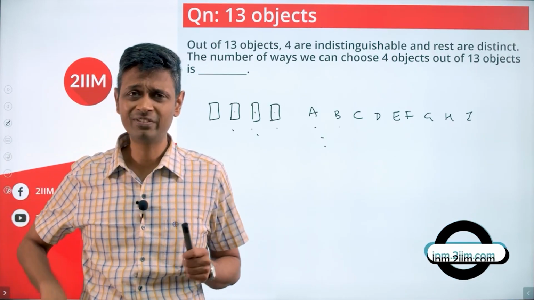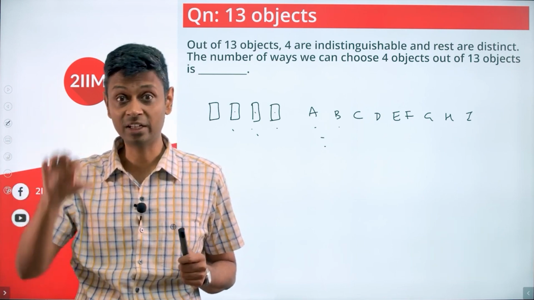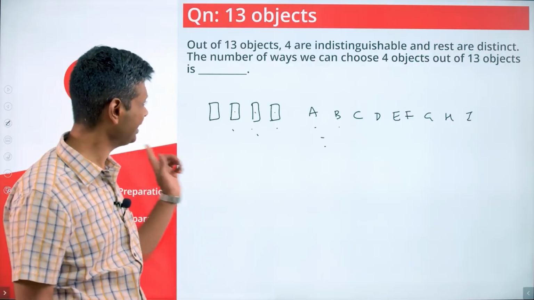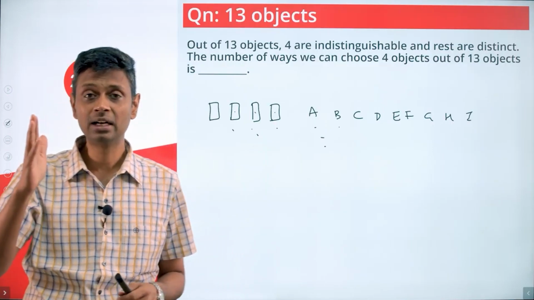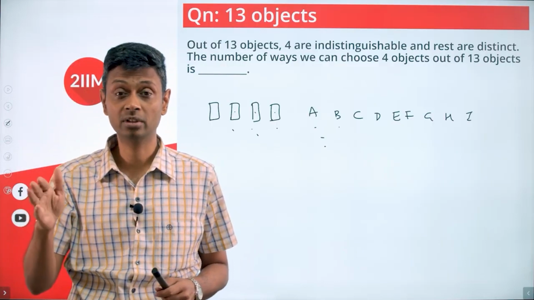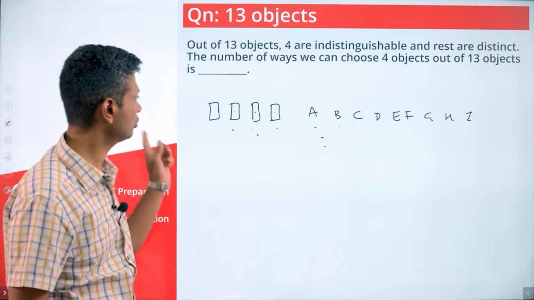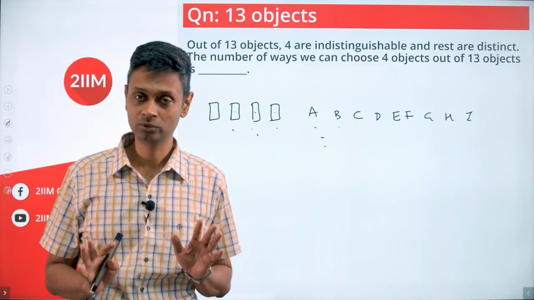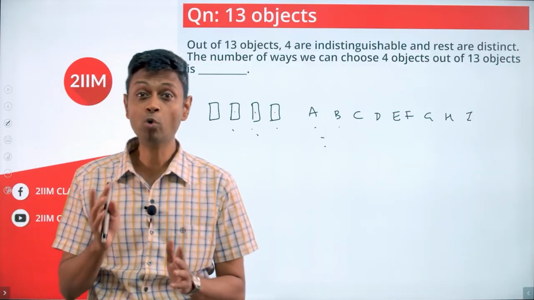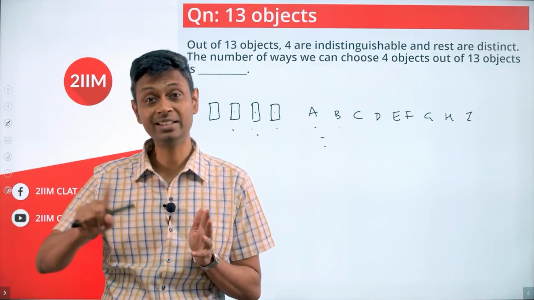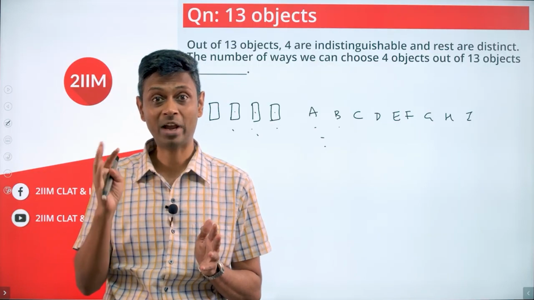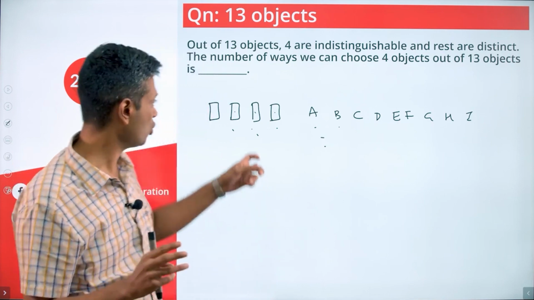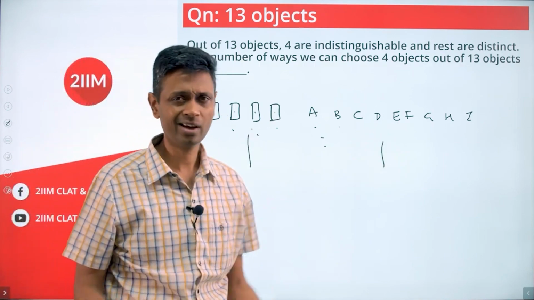So the first thing to note: when objects are distinguishable, when they are different, which 3 you select, which 4 you select, they matter. When they are indistinguishable, how many you have selected matters, not which one you have selected. Out of these 4, you might select 2. Whether you select first and second or second and third or first and fourth doesn't matter. So when they are indistinguishable, only how many are selected matters. When they are distinguishable, distinct, discrete, identifiable, not identical, then what you select matters. Here, how many matters. Here, what matters. How do we solve this?